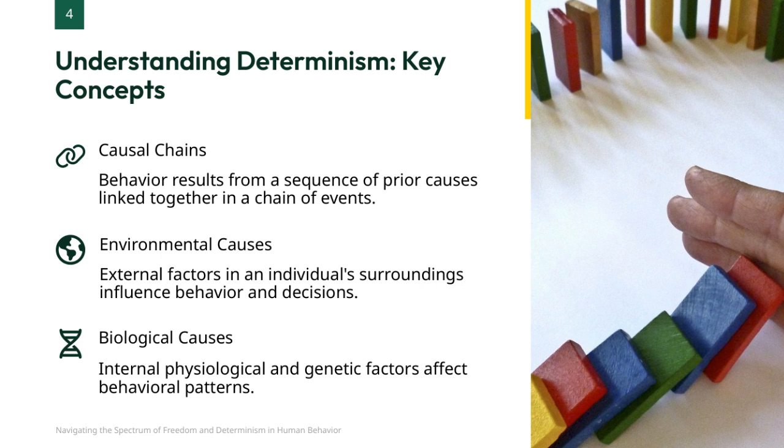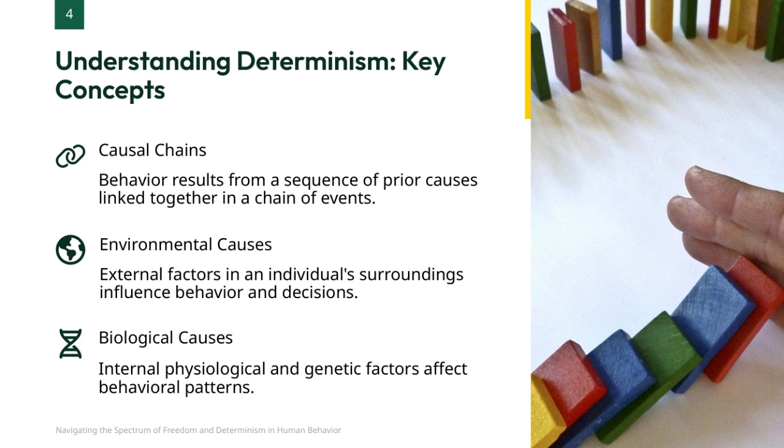Next, environmental causes highlight how external factors in an individual's surroundings shape their behavior and decisions. Things like upbringing, social context, and cultural influences play a crucial role here. Finally, biological causes point to the internal physiological and genetic factors that affect how we behave. Our genetics and bodily processes contribute significantly to our actions. You can see these ideas represented visually by the icons, a link for causal chains, a globe for environmental causes, and a DNA strand for biological causes.